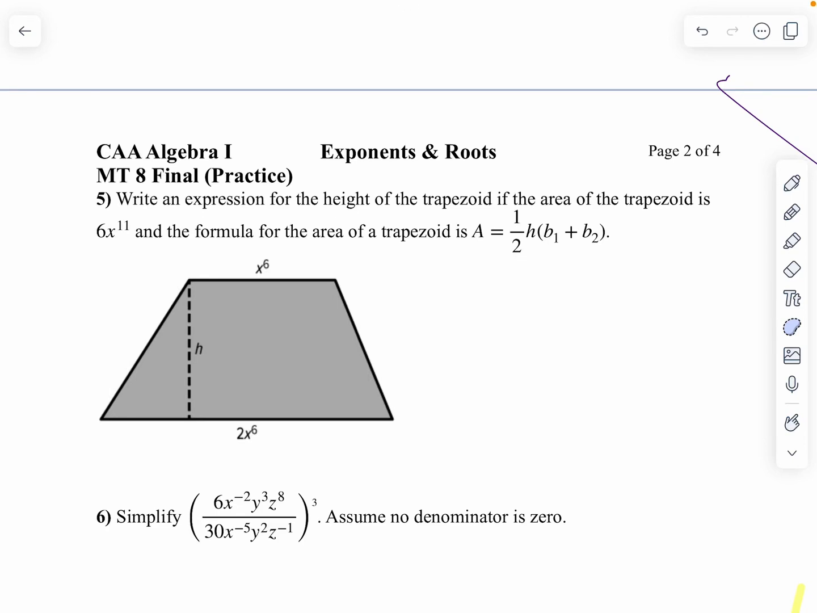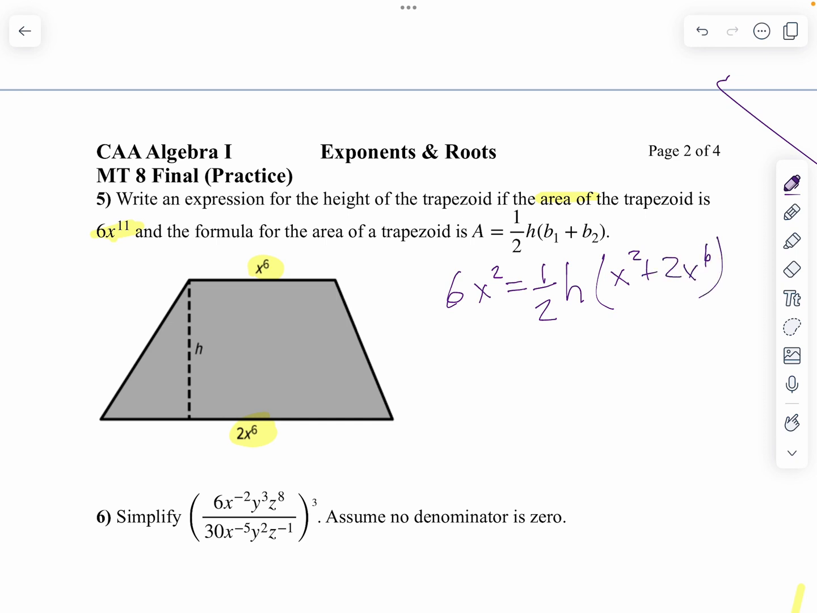On problem 5, we have this trapezoid, and we're told the area is 6x to the 11th. So we're going to substitute that in to A. 6x to the 11th equals 1/2. We're supposed to find the height, and my two bases, notice, are x to the 6 and 2x to the 6. So x to the 6 plus 2x to the 6.